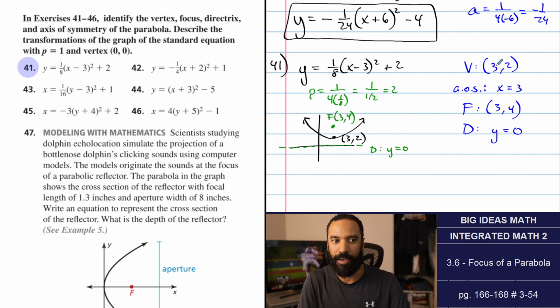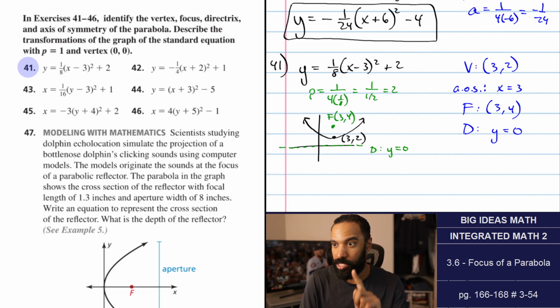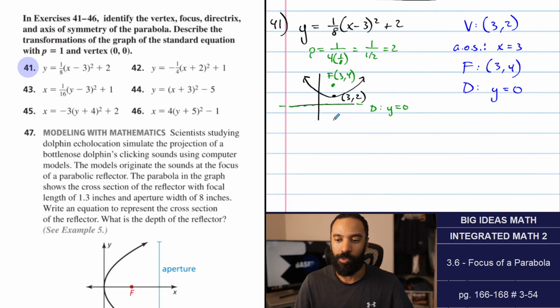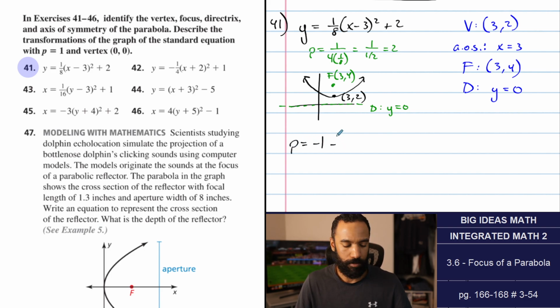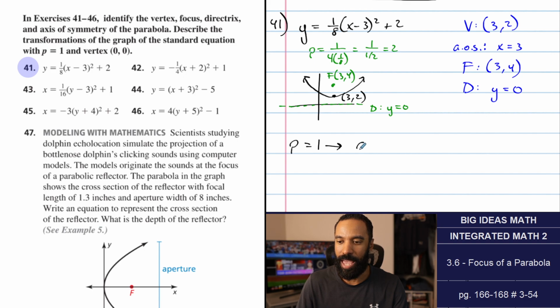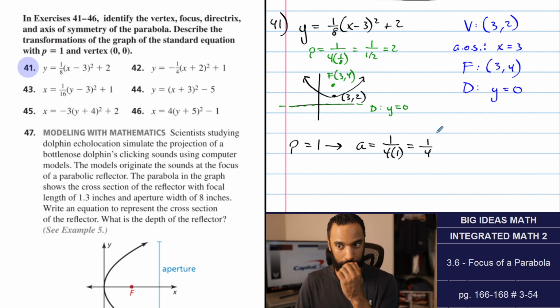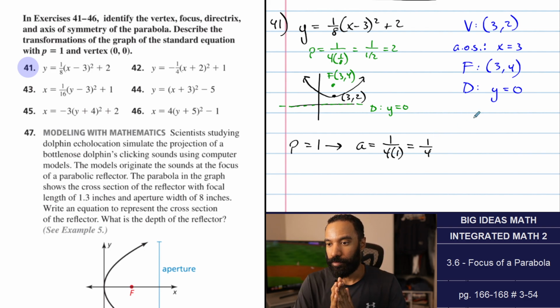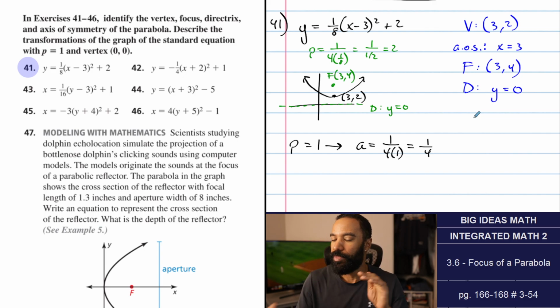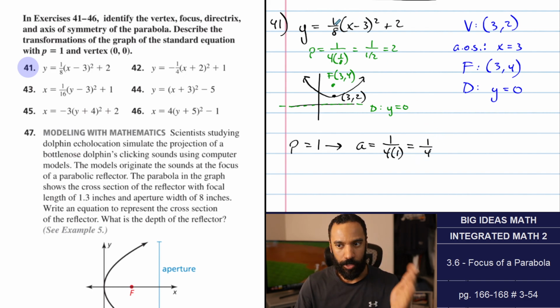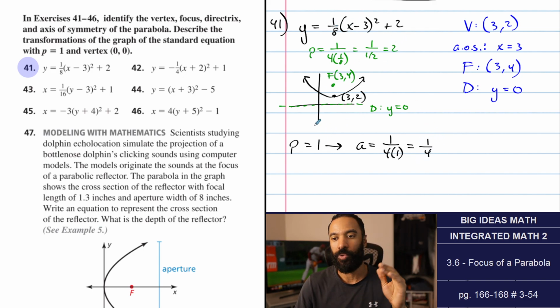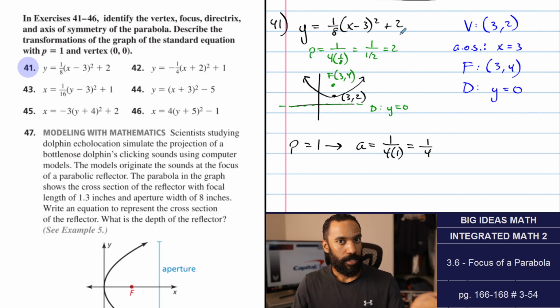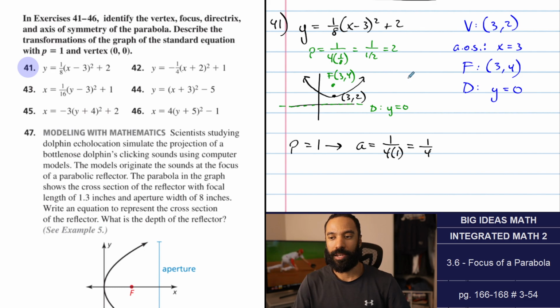Describe the transformations of the graph of the standard equation with p equals 1 and vertex 0, 0. It's interesting they say p equals 1. So if p equals 1, keep in mind, p equals 1 means an a value, 1 over 4p, it's 1/4. We can use p to talk about that instead, I suppose. If a was 1/4, now it's 1/8, right? p was 1, now p is 2. So if p gets doubled, a gets halved. So that kind of works in that way.